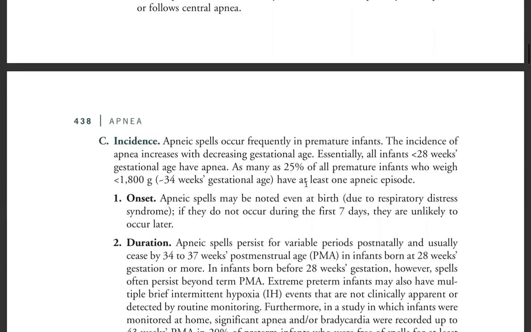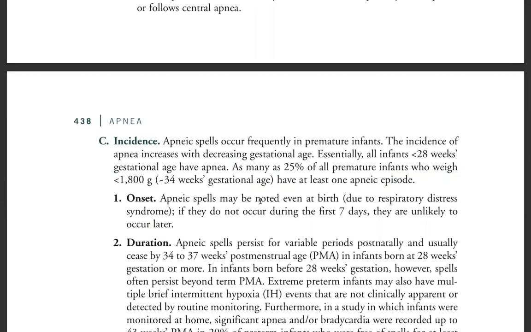So how much is the incidence? Less than 28 weeks, almost all will have apnea, and more than 28 weeks, around 25% will have apnea. So you can remember less than 28 weeks and more than 28 weeks. Onset is usually seen in the first 7 days of life, so 2 to 7 days, as previous books give. On the first day at birth, it usually cannot happen like that.